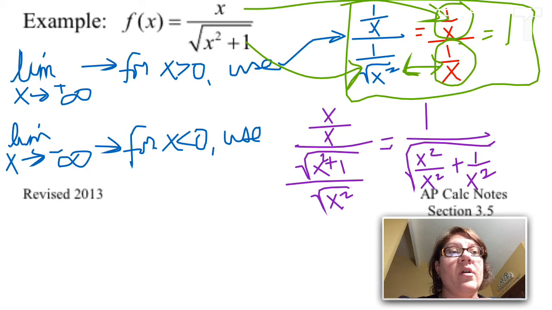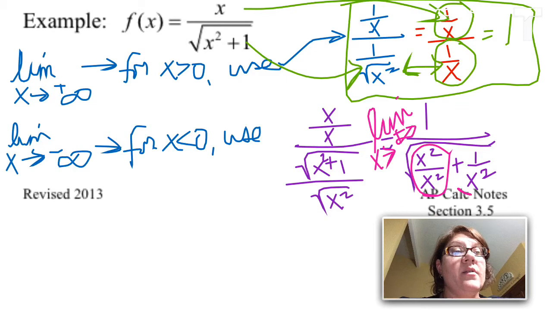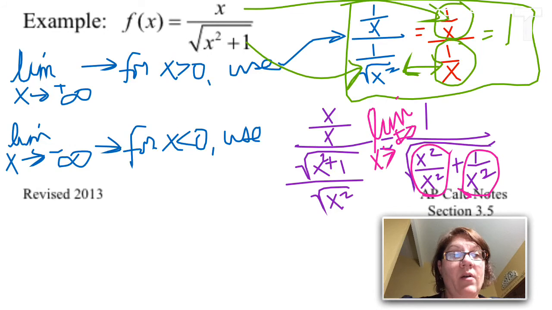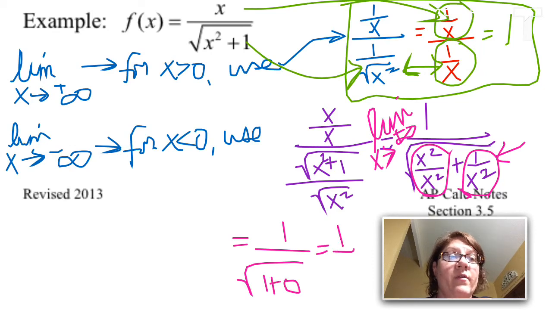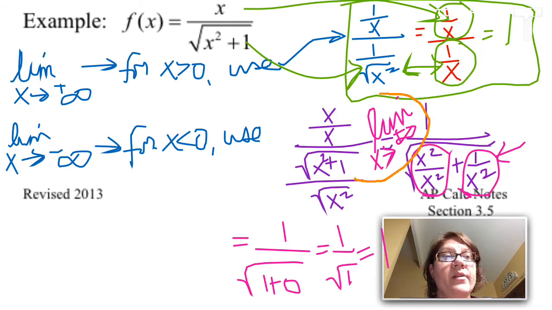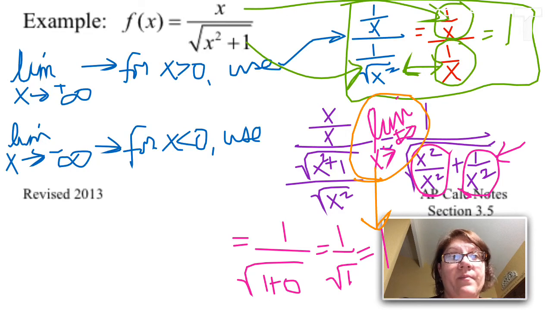And now I'm ready to start thinking about the limit as x goes to positive infinity. And of course this first piece will be 1, and the second piece says I'm taking 1 and dividing by a quantity that's getting bigger and bigger and bigger. So this fraction is getting smaller and smaller and smaller. Essentially it's turning into 0, which would give me 1 over the square root of 1 plus 0, which is 1 over the square root of 1, which is 1. So the limit as x goes to positive infinity is positive 1.